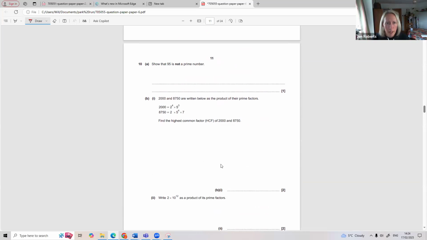Show that 95 is not a prime number. Remember, you've got your calculator here. So we need to show that 95 has more than 2 factors. 95 divided by 5 is 19. 19 is a factor, 5 is a factor, 1 is a factor, 95 is a factor. So it has more than 2 factors. A prime number has exactly 2 factors.